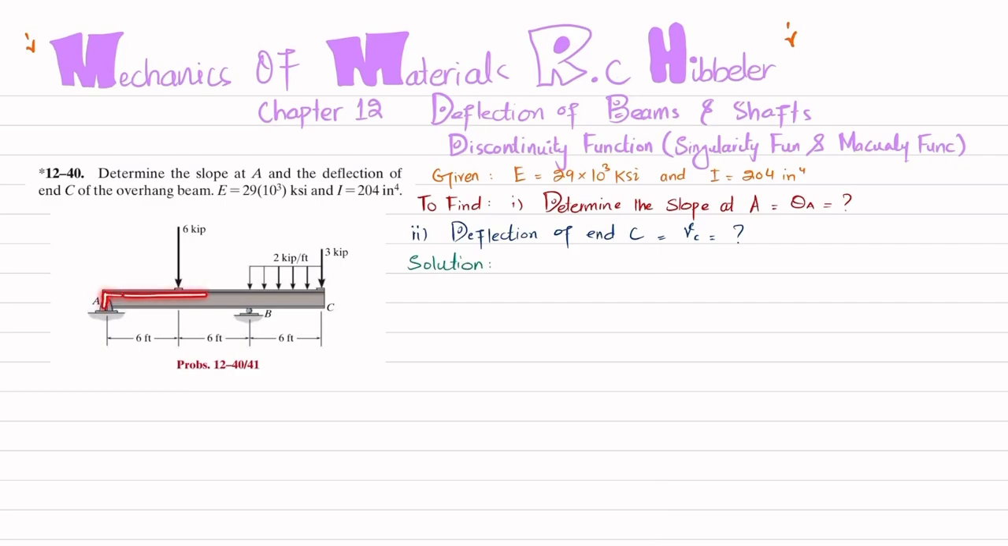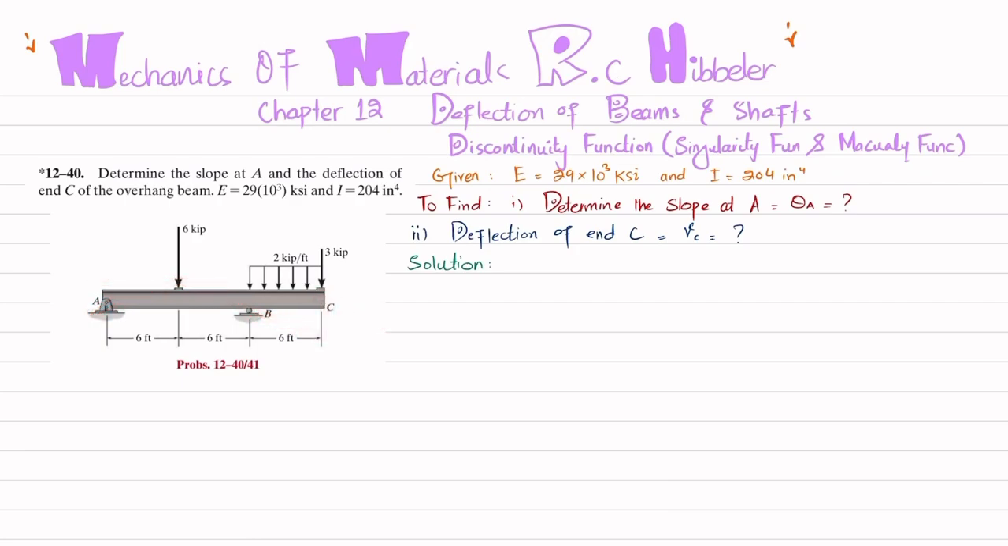You can see this is an overhang beam. There is a pin support at point A and a roller support at point B, and at this point we have a 6 kip load. From B to C there is a uniformly distributed load of 2 kips per feet, and at point C we have a 3 kip point load. Due to this loading, the beam will deflect like this. Clear? So we have to find the slope at this point, which is theta A, and the deflection at point C.